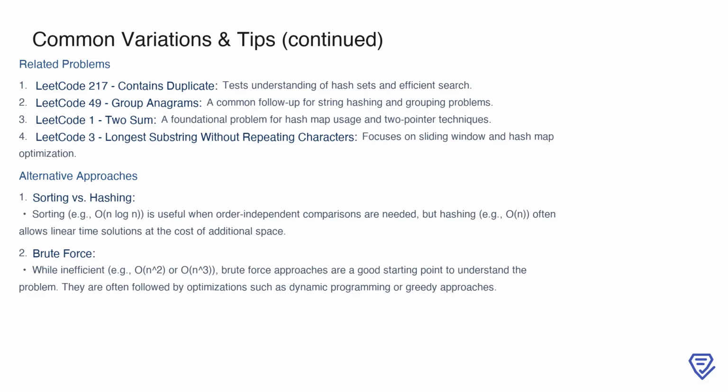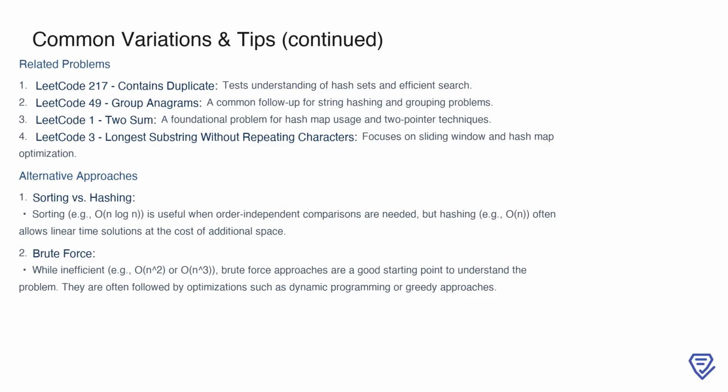For instance, LeetCode 217, Contains Duplicate, is a great way to practice using hash sets for quick lookups. LeetCode 49, Group Anagrams, is another excellent example that builds on string hashing and grouping techniques. Problems like LeetCode 1, Two Sum, are foundational for mastering hash maps and two-pointer strategies. Similarly, LeetCode 3, Longest Substring Without Repeating Characters, focuses on optimizing sliding window techniques.